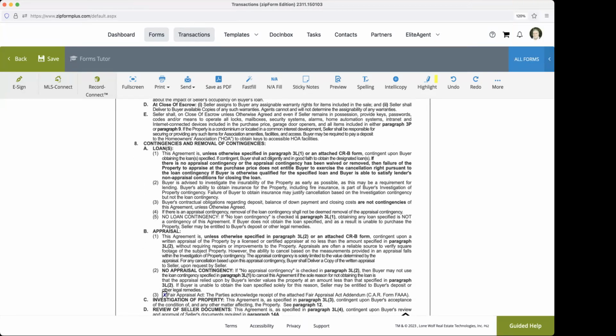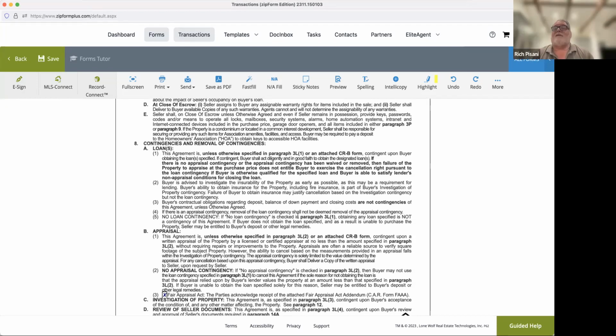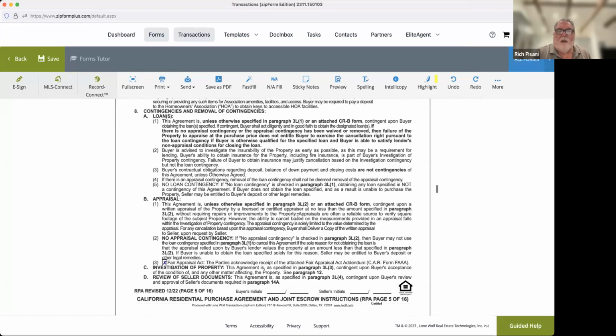Question. If the seller leaves property that the buyer wants to keep, then they still need to give the 3-day notice? Yes. Because if after 3 days they don't remove it, then it's theirs to do with what they want. It's abandoned. So if they want to keep it, then they keep it. And the seller has no claim to it. So yeah.